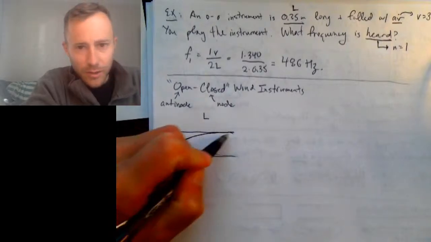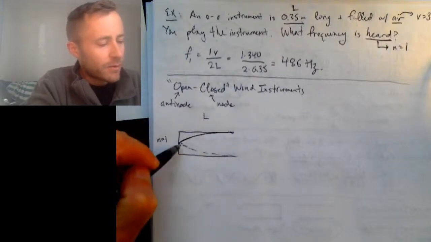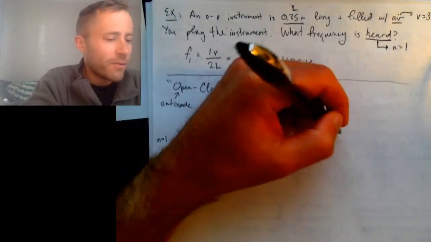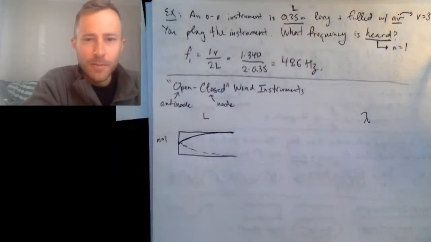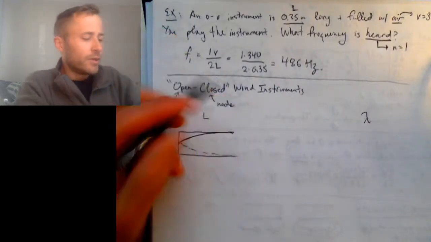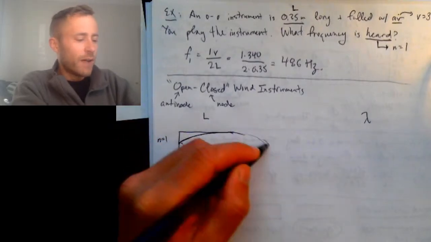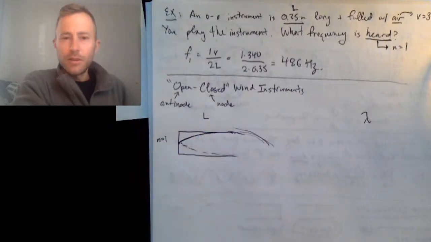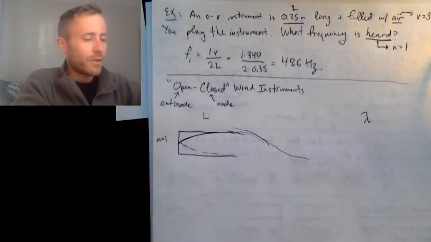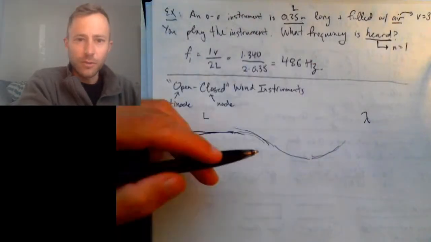What this is right here is half of a crest. Half of a crest. If we want to know what is the wavelength of this harmonic, we had better draw a full wave. To get a full wave, I have to have the other half of the crest, then half of a trough, and then the other half of the trough, and that's a full wave.